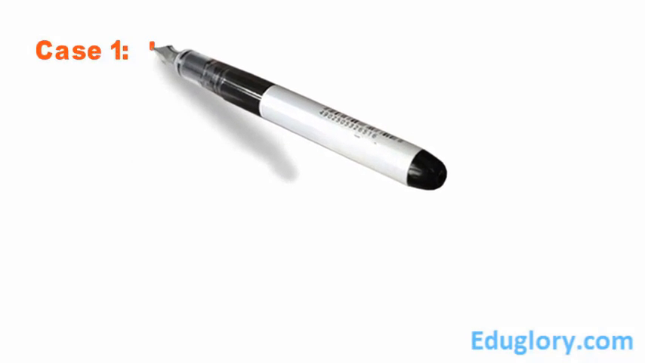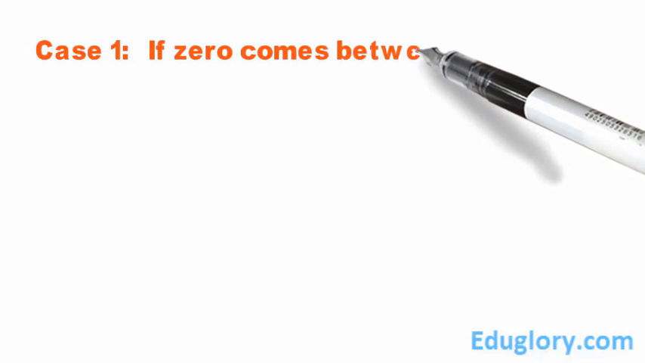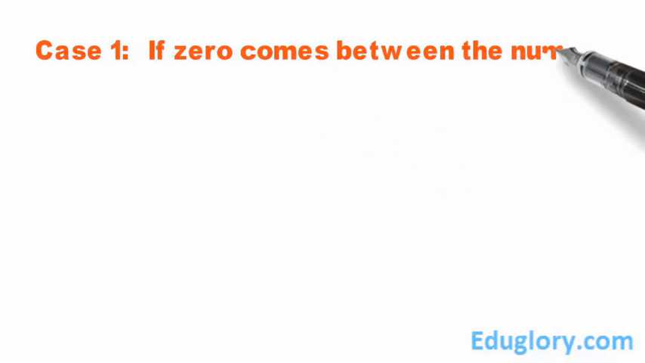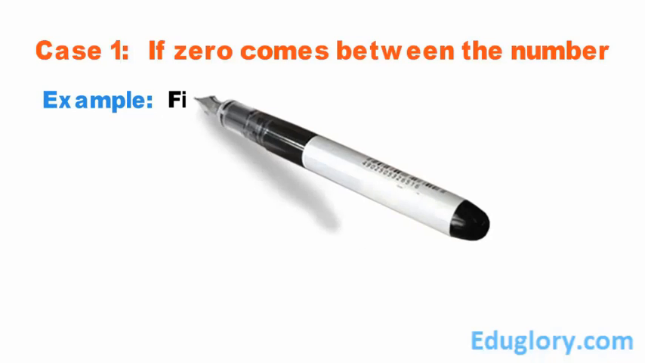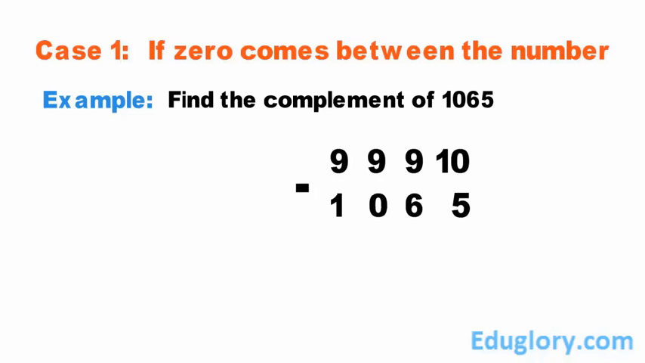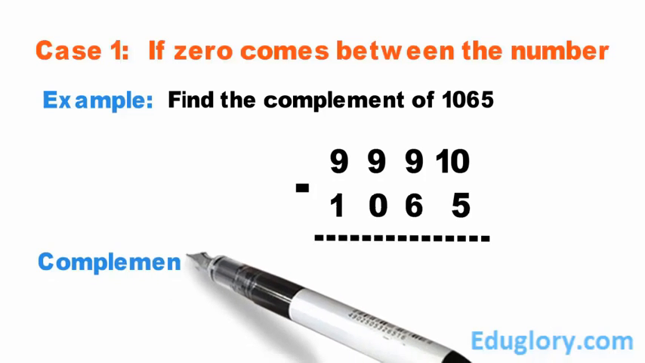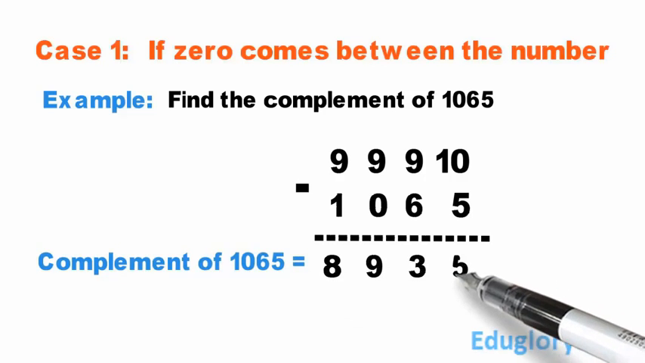Let's understand case 1. If 0 comes between the number, then consider the 0 as any other digit and subtract it from 9. For example, to find the complement of number 1065, we'll simply subtract the digits 1, 0 and 6 from 9 and the last digit 5 from 10. So, the complement of number 1065 is 8935.